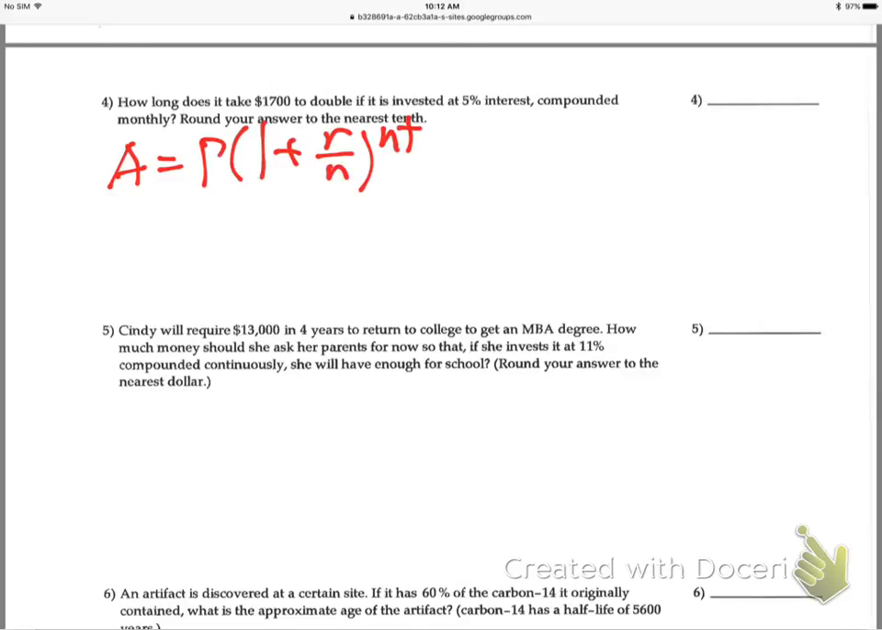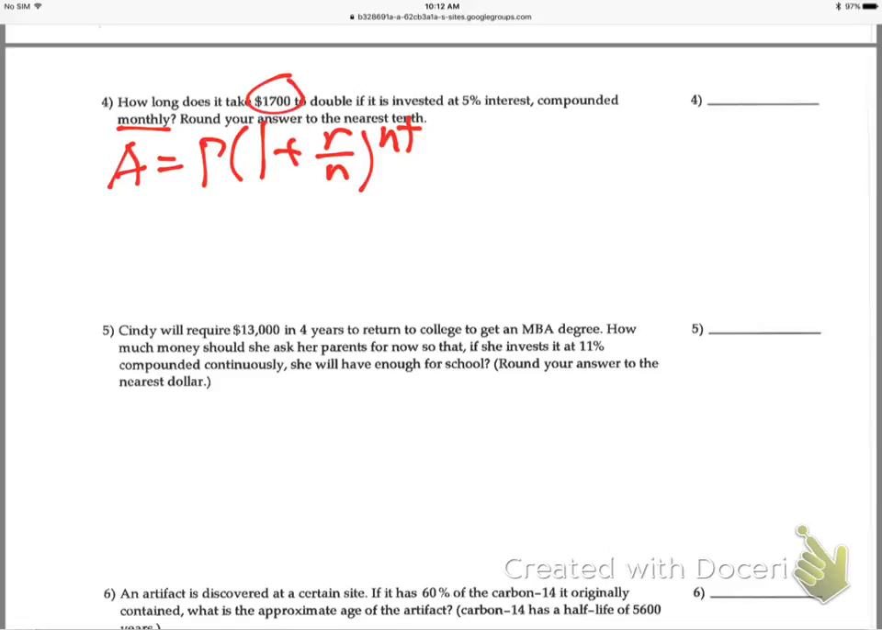How do I know it's that formula, not the PERT? Yeah, because the compounding is monthly. Anything other than continuously, right? The only time we use the PERT is for money problems if it's compounded continuously. And then we always use the PERT for populations growing and shrinking and stuff. Exponential growth and decay.